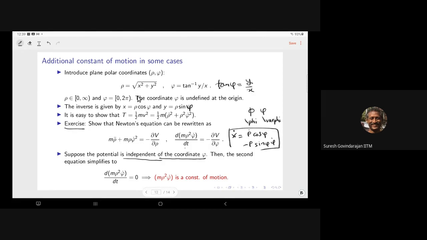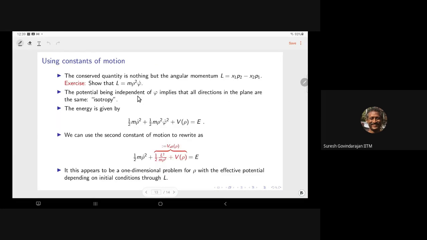Energy, of course, total energy T plus V, is a constant of motion, but we get a second constant of motion. But this requires something special; it doesn't happen for arbitrary potentials. For arbitrary potentials, these equations will be used, and you may not have a constant. What is this conserved quantity? You can go back and verify that this is nothing but the angular momentum. Remember, in 2 dimensions there's only one component of angular momentum, which I write as x1 p2 minus x2 p1, and as an exercise, show that L equals m rho squared phi dot.